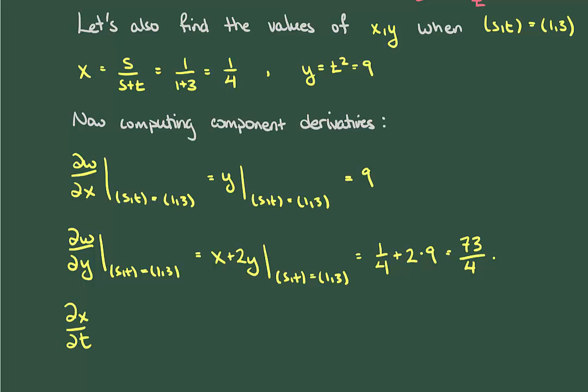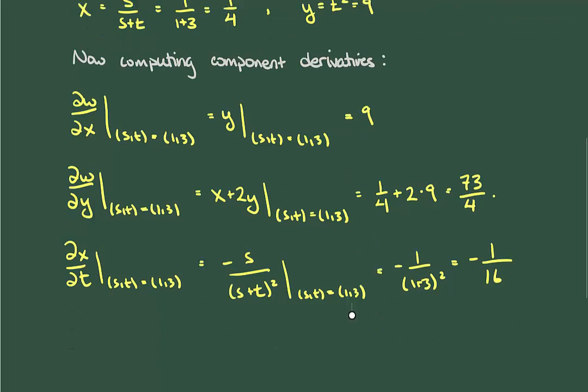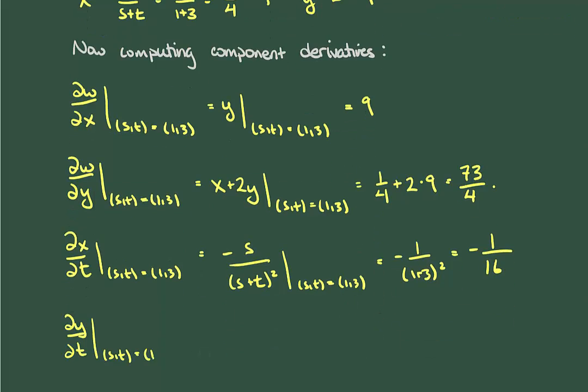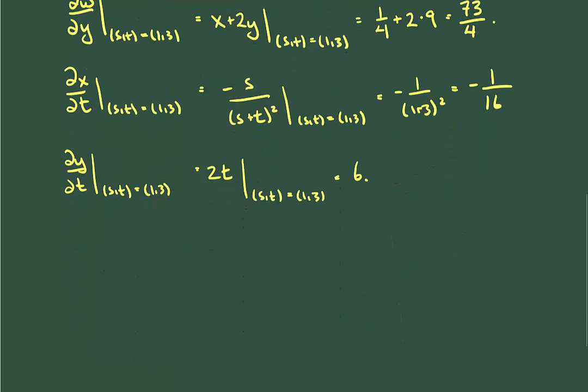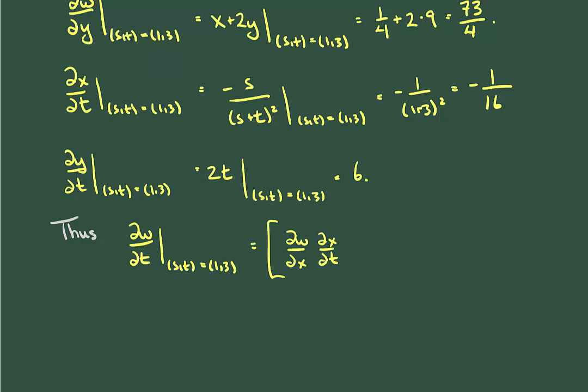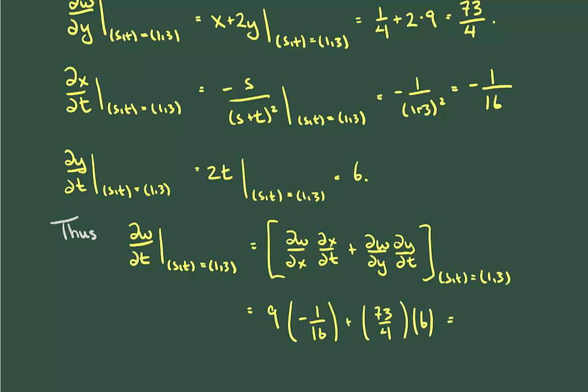Finally, dx dt and dy dt are a bit more straightforward. We just compute them like we normally would and evaluate when s equals 1 and t equals 3. So now we're ready to put this all together to get the final answer. From our dependency tree, this is the derivative. And we've computed each of these values, so we plug them in to get this gross number out.